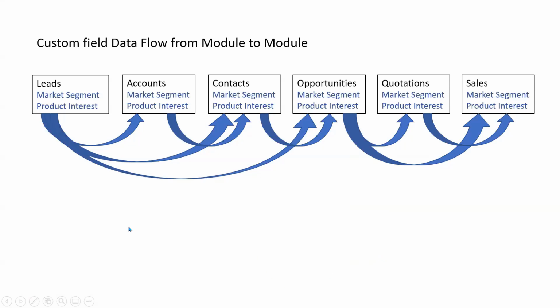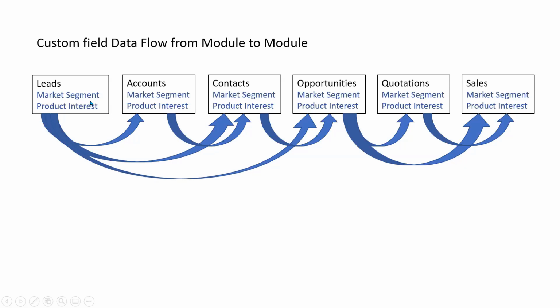Basically, if you are using the leads module, that has always had the ability to take custom field information that you've put into the leads module. I've used market segment and product interest here as some sample fields. That data, when you convert the lead, will flow into the account record if the same fields are there. It will flow into the contact record if the same fields are there, and it will flow into the opportunity record. So you don't have to put it in all three locations. You put it where it makes sense.